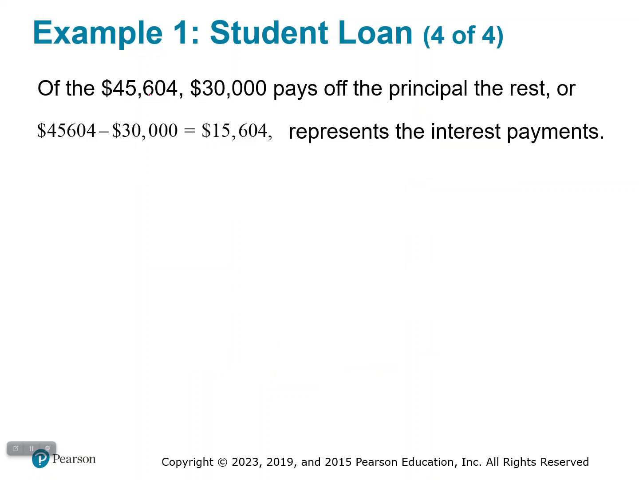So of the $45,604 we pay off over the life of this loan, over those 10 years, only $30,000 is the principal. That means $15,604 remains. That's the amount of interest. So this is like your convenience fee for borrowing that $30,000 when you didn't have it. Now you paid them like half as much to borrow that money, and then they made a profit out of it.